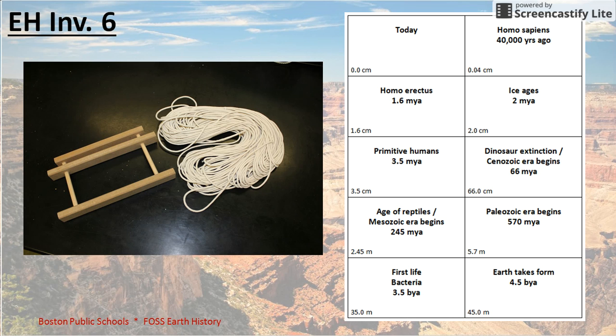What you see here is pretty much what the kit talks about. The major events are listed, and in the lower left-hand corner is the equivalent in distance on that 45-meter time scale. So, for example, if primitive humans arose about 3.5 million years ago, on the timescale where a 45-meter rope equals 4.5 billion years of Earth's history, that would be the equivalent of posting this card at 3.5 centimeters from the 0 point.